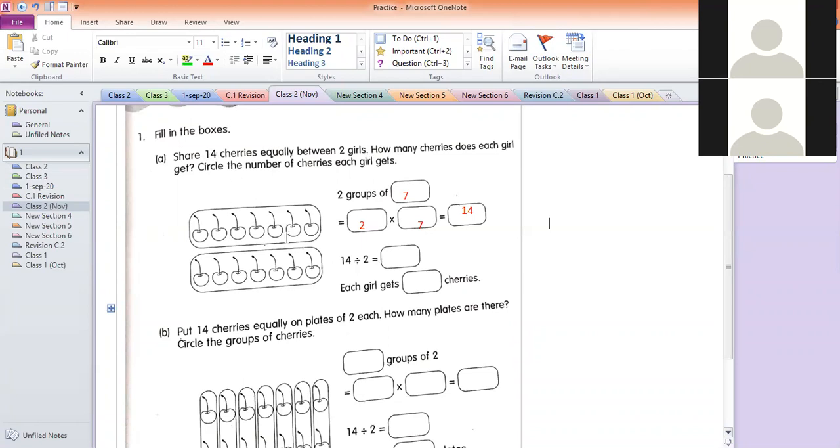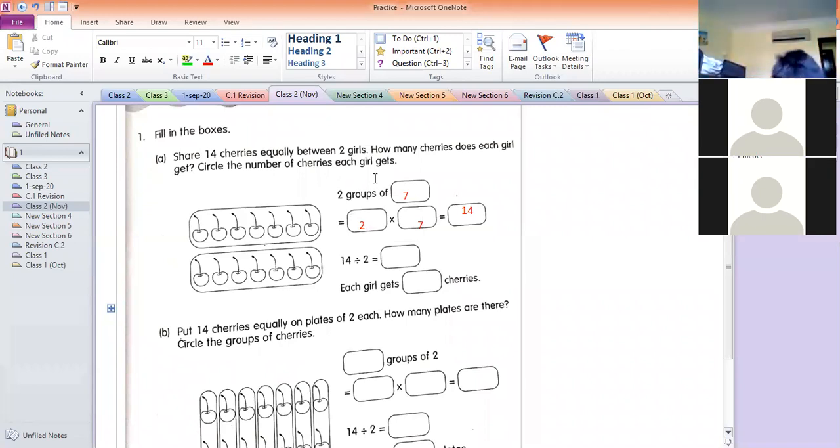If I divide these cherries by 2, 7. So I will again check the table of 2. There are total 14 cherries, and I want to give half of the cherries to one of the girls and half to the other girl. I want to share 14 cherries equally between two girls. So how many cherries should I give to one girl?